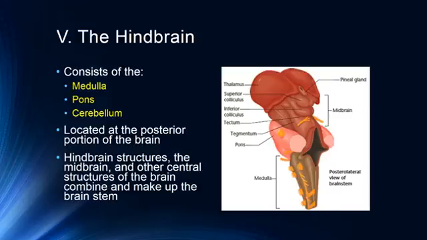This is located at the posterior portion of the brain. The hindbrain structures, the midbrain, and other central structures of the brain combine to make up the brain stem. So when people talk about the brain stem, it includes a number of structures. We'll talk primarily at this point about the medulla, the pons, and the cerebellum as being part of the hindbrain, and we move up to the midbrain, which includes the tectum, the inferior and superior colliculi, and then move on from there. So let's start with the medulla.